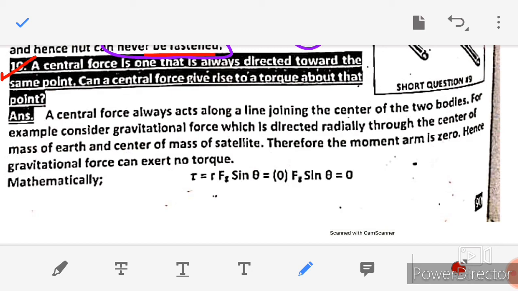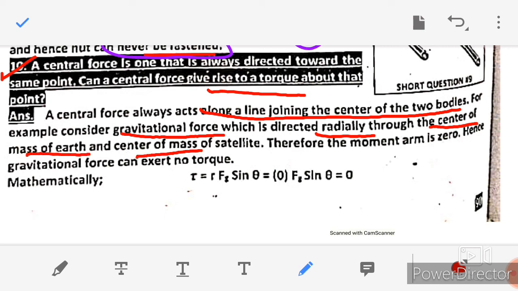A central force is one that is always directed towards the center. The same point: can the central force give rise to a torque about that point? Answer: a central force always acts along a line joining the centers of two bodies. For example, consider a gravitational force, which is directed radially through the center of mass of the earth and the center of mass of a satellite. Therefore the moment arm is 0. Hence the gravitational force cannot exert any torque, or no torque.